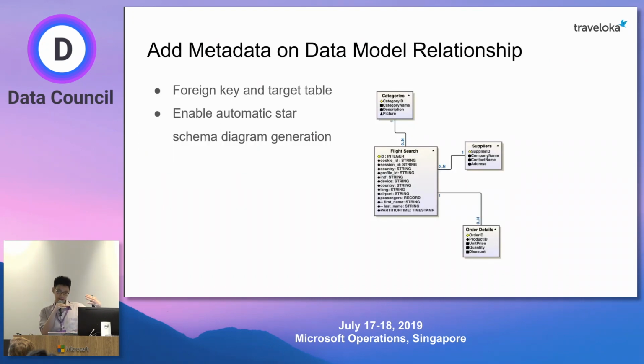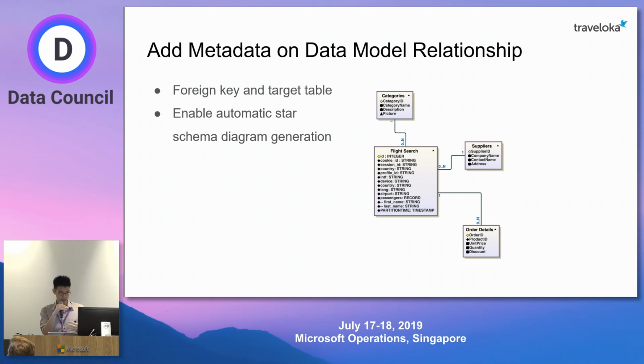And not just inside the table, but we are also trying to add metadata on a data model relationship. So for example, we can tag a field as a foreign key, and we can define what is the target table for that foreign key. It can enable us to automatically generate a star schema diagram, like you see on the right.